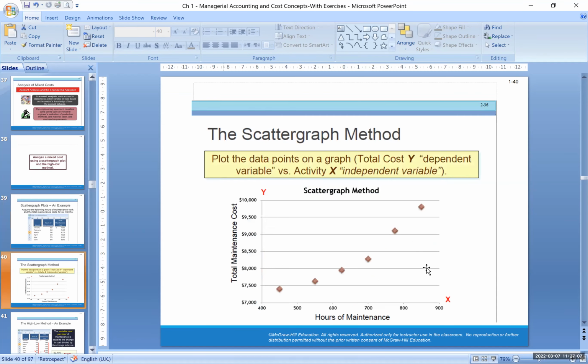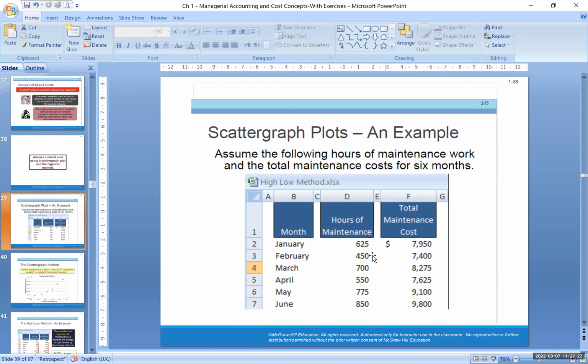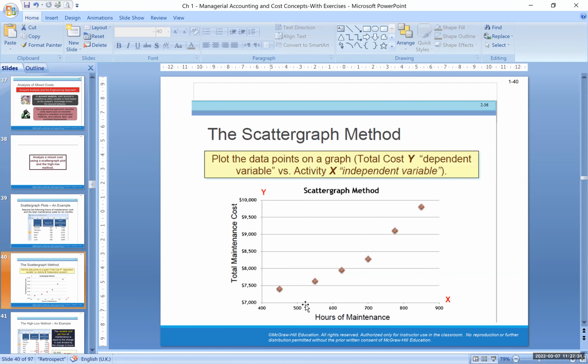So we have an x-axis and y-axis. The x-axis contains the hours of maintenance. We can classify the x-axis into hundreds, starting from the minimum, which is less than 450. If you go back to the question, this is 450 in February, so we can start with 400 and classify the x-axis into hundreds: 400, 500, 600, and so on.